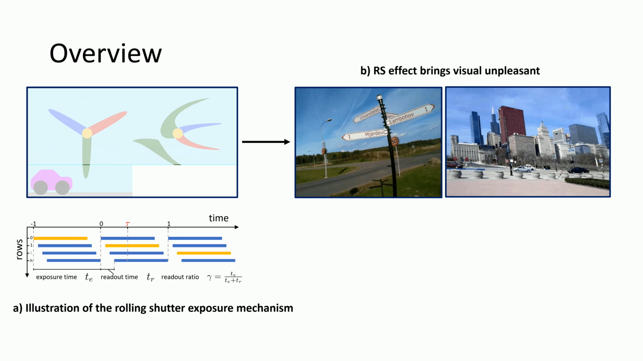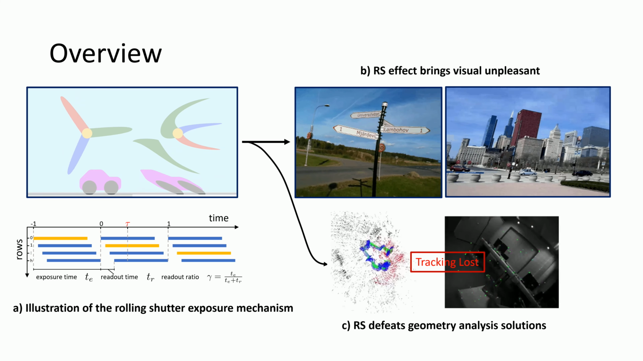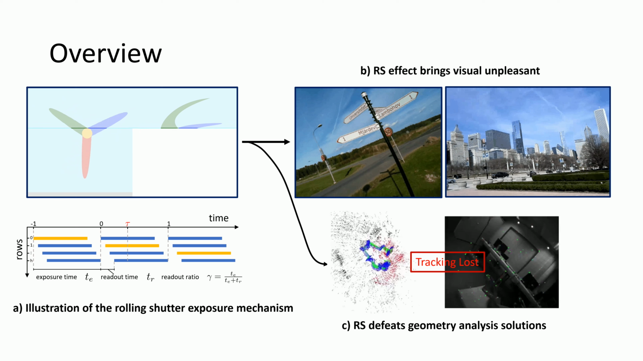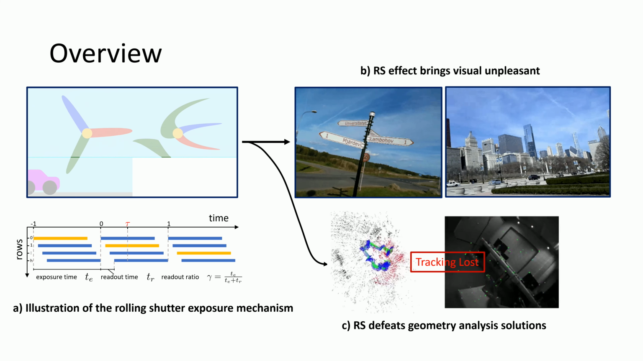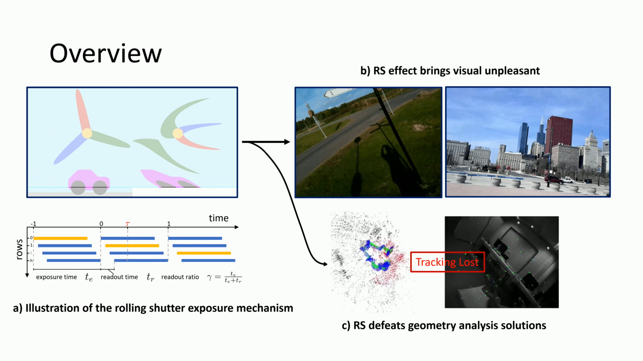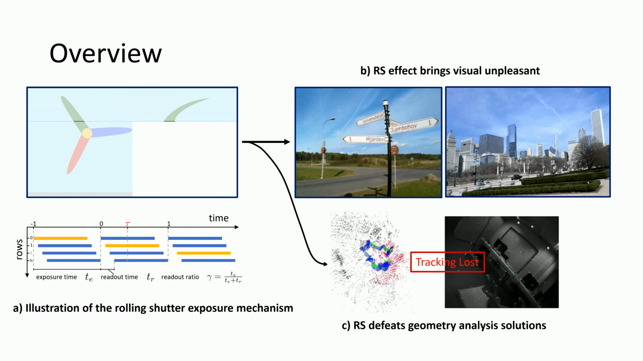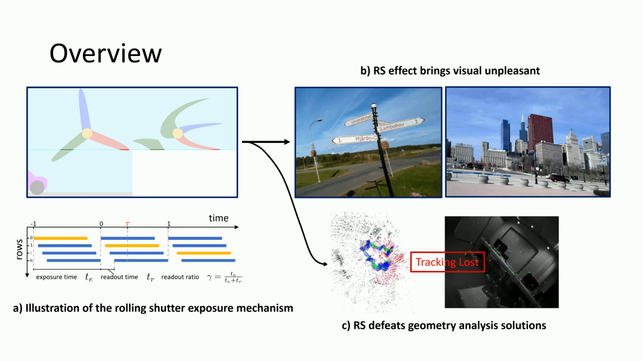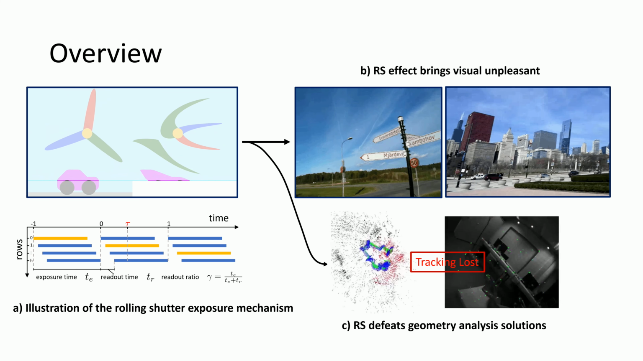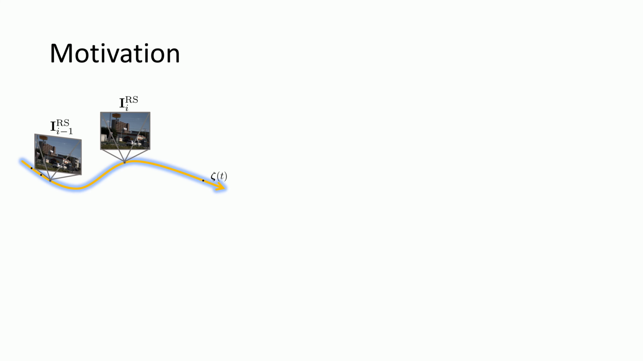In addition to the detrimental visual artifacts, the RS effect damages numerous 3D vision algorithms based on GS assumptions, such as structure from motion and SLAM. Therefore, RS correction is significant in photography and has attracted considerable research attention. This paper addresses the problem of RSC in complex nonlinear and dynamic scenes with extreme occlusion.